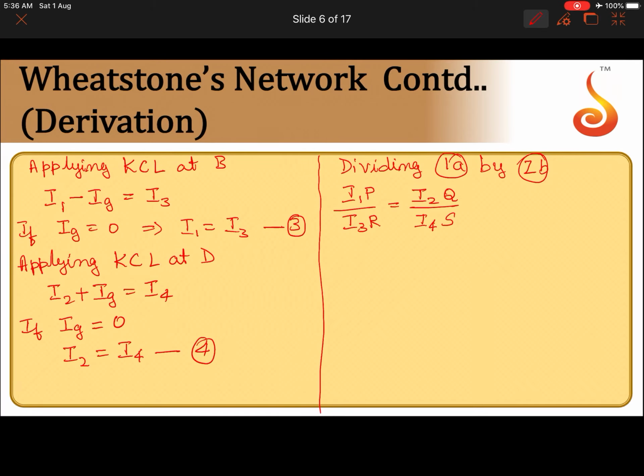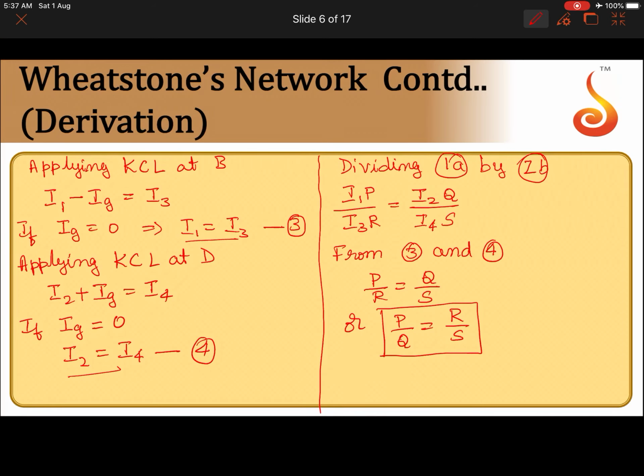Now, according to equations 3 and 4, I1 and I3 are equal, I2 and I4 are equal. So from 3 and 4, I1 and I3 get cancelled. We'll get P by R is equal to Q by S, or you can write P by Q is equal to R by S. So this is the balance condition for Wheatstone's network.